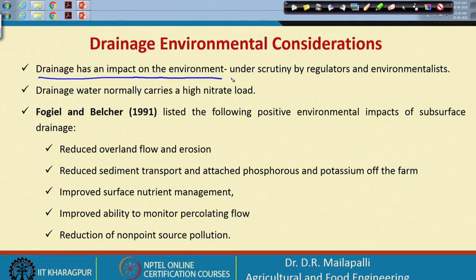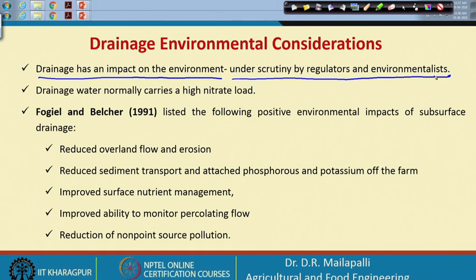Because of that, this is under scrutiny by regulators and environmentalists. The drainage water is coming from the agricultural lands, so definitely it contains a lot of nutrients. That is undesirable for the local water bodies, because the drainage water consists of high nutrients such as nitrates and phosphates.